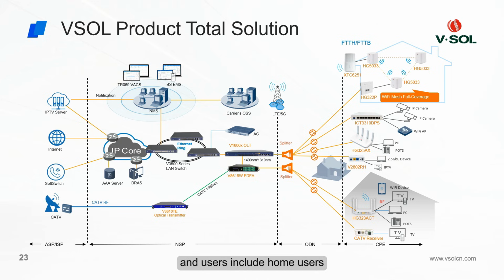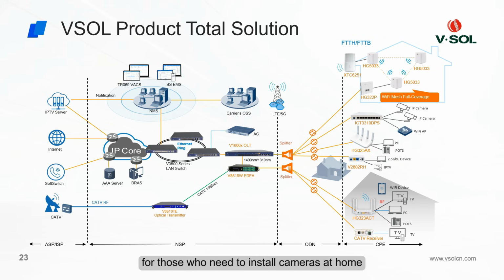End users include home users, who can receive Internet services and perform IPTV multicast services using the HG323 ACT ONU. They can also open Wi-Fi to provide network access to wireless devices, whether it's computers, televisions, or mobile phones. Some televisions also play programs through the CATV interface. In addition, for some home environments that require Wi-Fi coverage, an HG5033 mesh router should be added to achieve Wi-Fi signal coverage at any location inside the house.